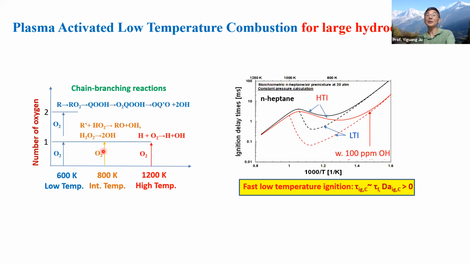For low temperature, the chain branching reaction is governed by these processes. This is much, much slower at 600 Kelvin. The plasma can do a big deal to accelerate this reaction process. So what kind of research do you want to do? Certainly, you want to see the plasma effect. You want to see how plasma promotes intermediate temperature flames, cool flames, and low temperature fuel oxidation.